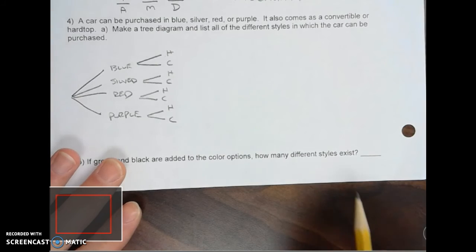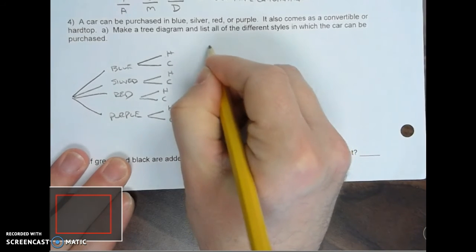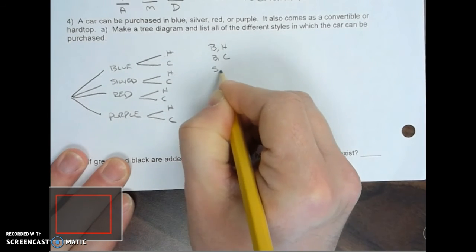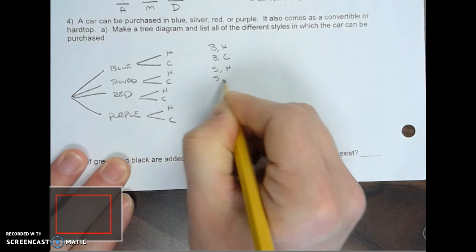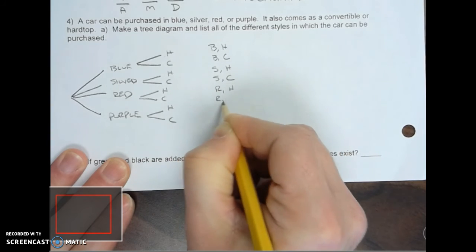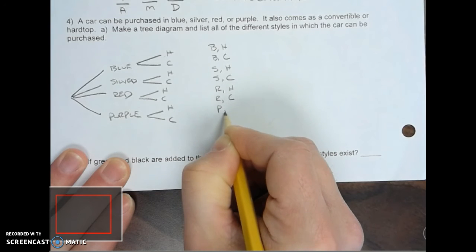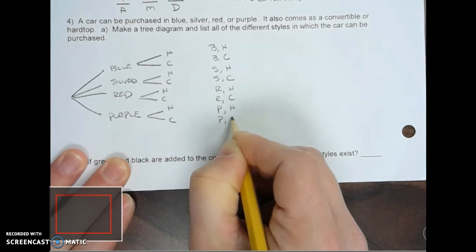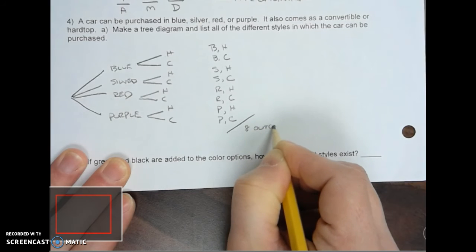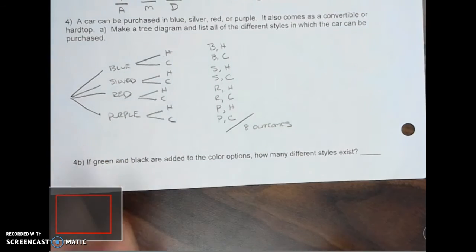And now I'm ready to list out all my total combinations. I could have a blue car with a hardtop, a blue car as a convertible, a silver car with a hardtop, a silver car with a convertible, a red with a hardtop, a red car as a convertible, a purple car with a hardtop, or a purple car with a convertible. I count all of those up, and there are 8 total outcomes or different ways that we could make our car.